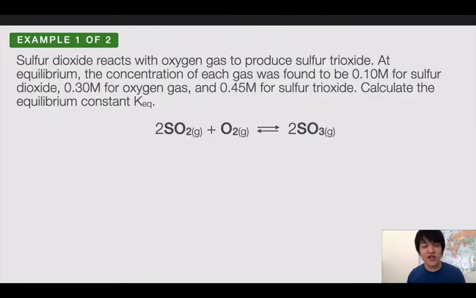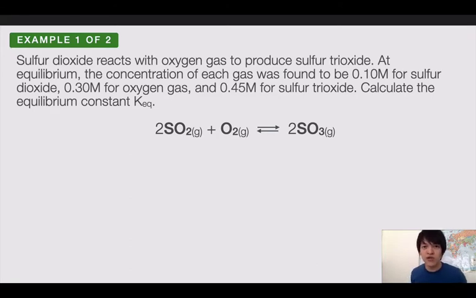So let's get on to our examples for calculating equilibrium constant K. Here's our first example out of 2. Sulfur dioxide reacts with oxygen gas to produce sulfur trioxide, which you can see in the chemical equation below. At equilibrium, the concentrations of each gas were found to be 0.10 molar for sulfur dioxide, 0.30 molar for oxygen gas, and 0.45 molar for sulfur trioxide. Calculate the equilibrium constant K.